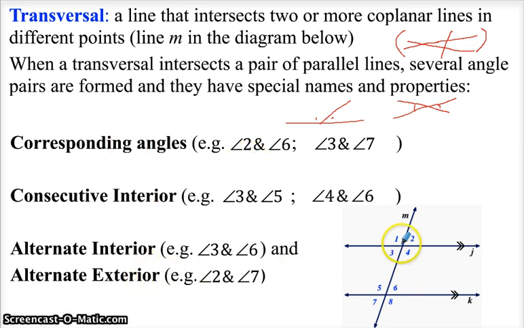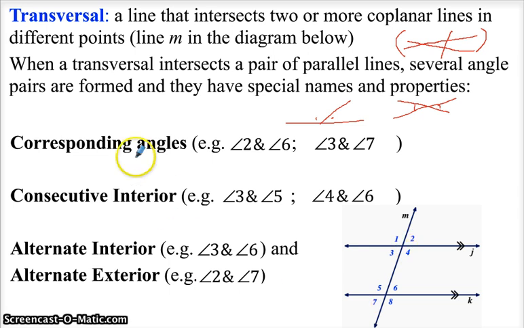Alternate exterior, okay, so I need one from up here, one from here. Alternate because they're on opposite sides of this thing, so like 1. And exterior because it's outside the zone of the parallel lines. So if this was interior in here, exterior is on the outside. So 1, 2, 7, 8 are exterior angles. 1 and 8 would be on alternate sides of the transversal. And just like 2 and 7 will also be on alternate sides of the transversal.